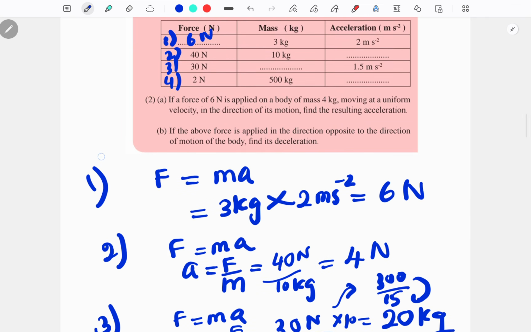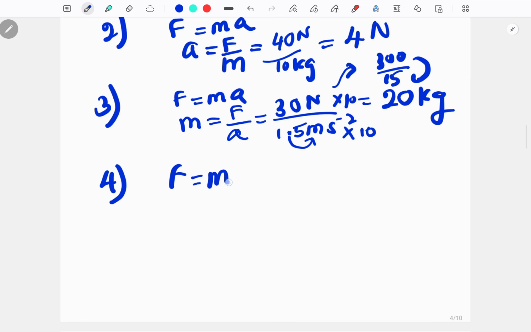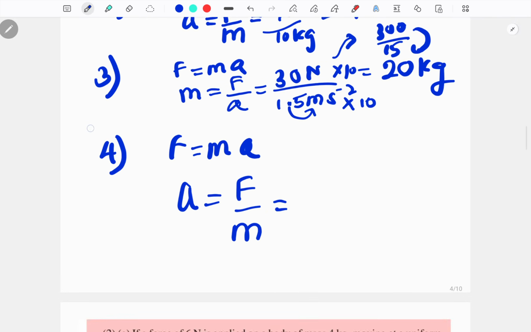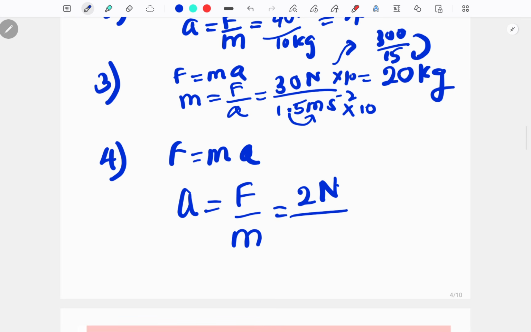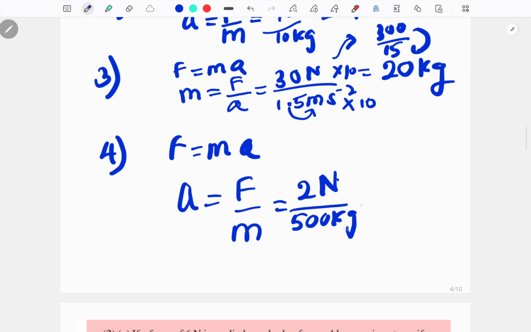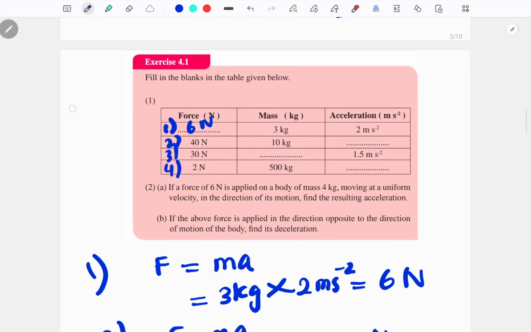Fourth one is finding the acceleration. F equal ma. Acceleration equal F over m. Now the force is 2 Newton, and the mass is 500 kg. The answer is like this. I don't have space here, so I write below. That's this question is finished.